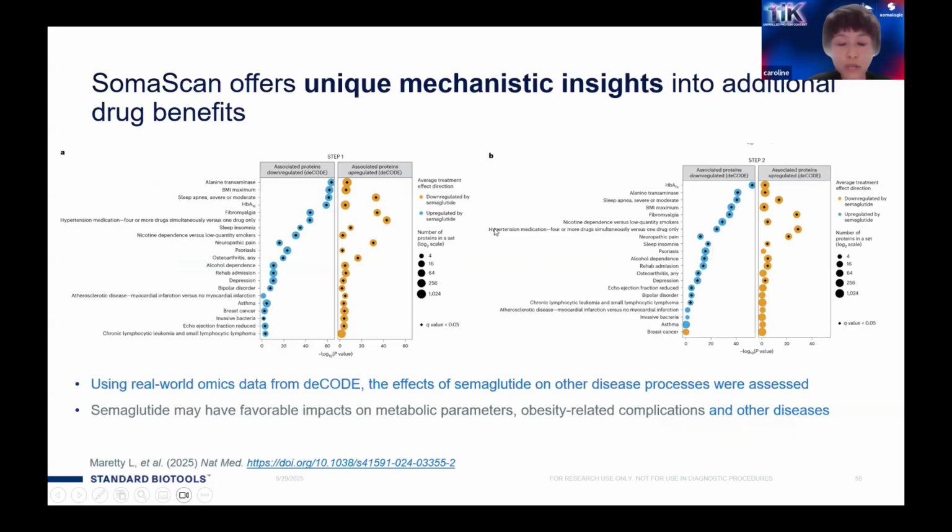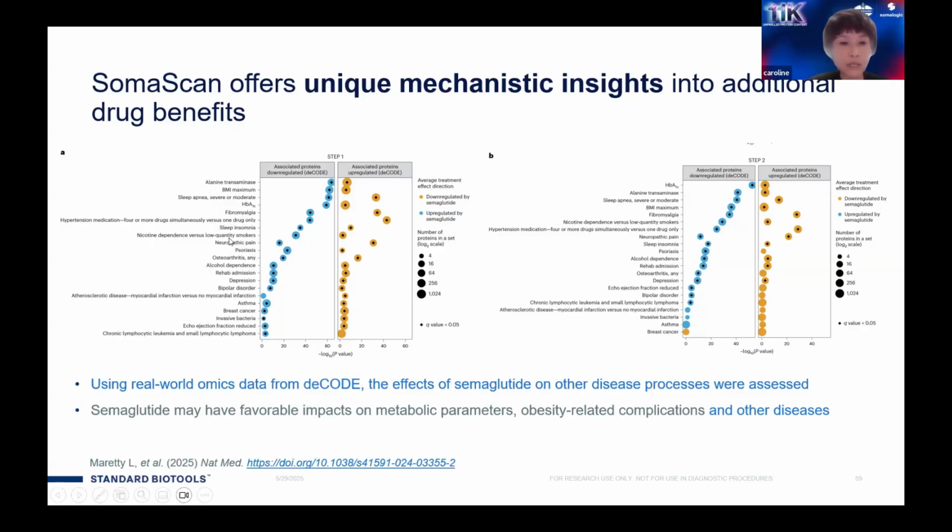Then they also compare the data that is generated with the DECODE study, and the reason for using the DECODE study is because this is also done on the SomaScan assay, and it also provides comprehensive proteomic data sets for both the healthy as well as diseased individuals. So they look at the proteins that have been shown to be downregulated or upregulated in the DECODE data, and then how that changes with their semaglutide treatment.